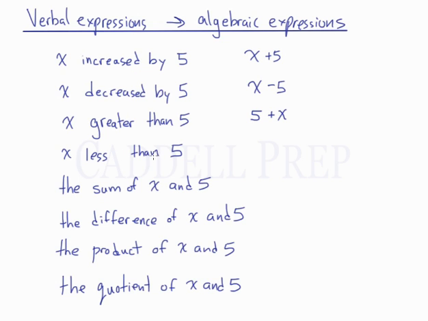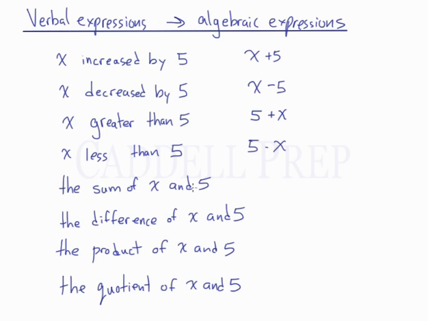X less than 5. So think about this. If we had 2 less than 5, it means we had 5, and we're taking 2 away from it. So x less than 5 means we have 5, and we're taking x away from it. So 5 minus x.